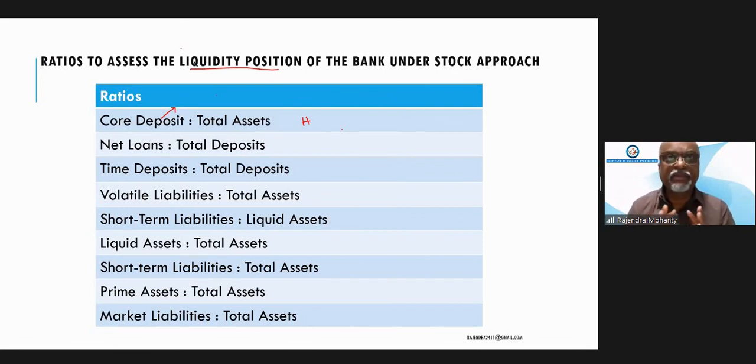Why are core deposits so significant? Because core deposits are a stable source of liquidity. At least for a period of 1 year, you should not be worried. So a higher core deposit to total asset ratio is better for the bank. Next, the second one is net loans to total deposit.